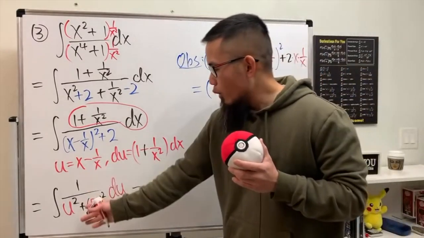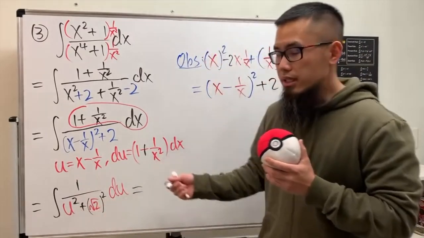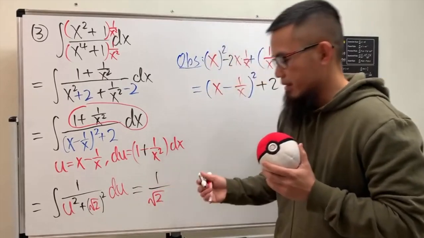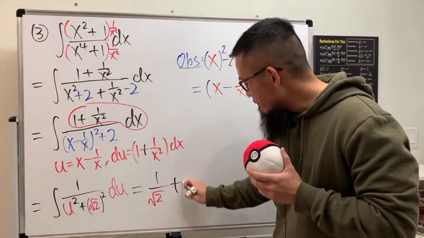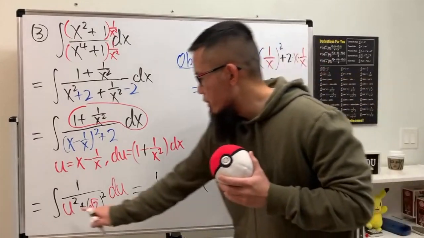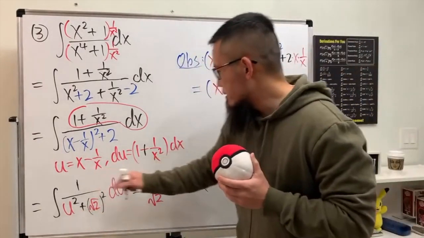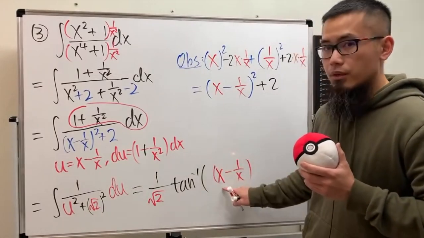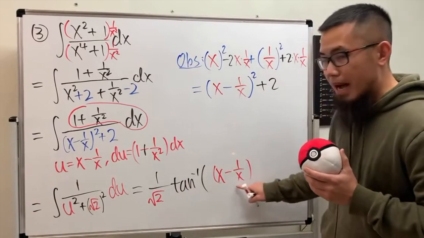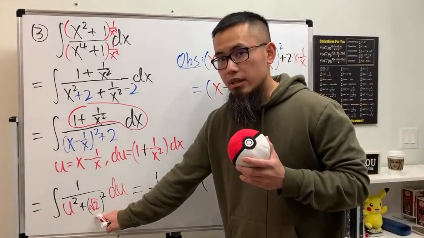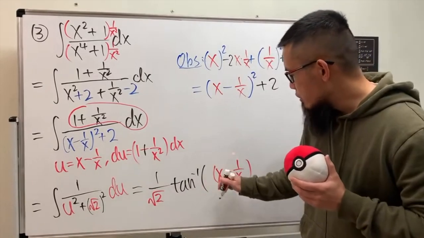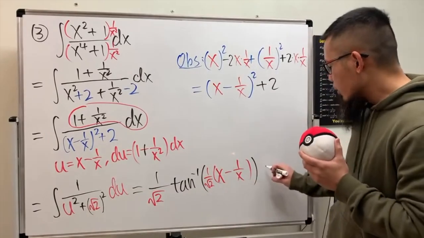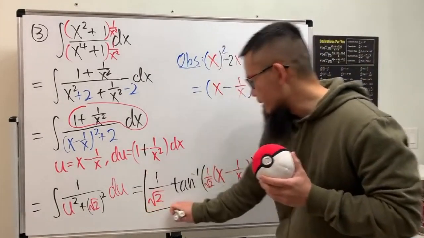To integrate 1 over u squared plus a number squared, it's going to be 1 over this number, which is square root of 2, and then multiply this by the inverse tangent of u, and u is equal to this, so I'm going to write that down right here, x minus 1 over x. This is the u, and then we have to divide it by the a, which is the square root of 2. Let me write it down right here, 1 over square root of 2, like that. So that will be the input. And altogether, this is it. So of course, put on the plus c.